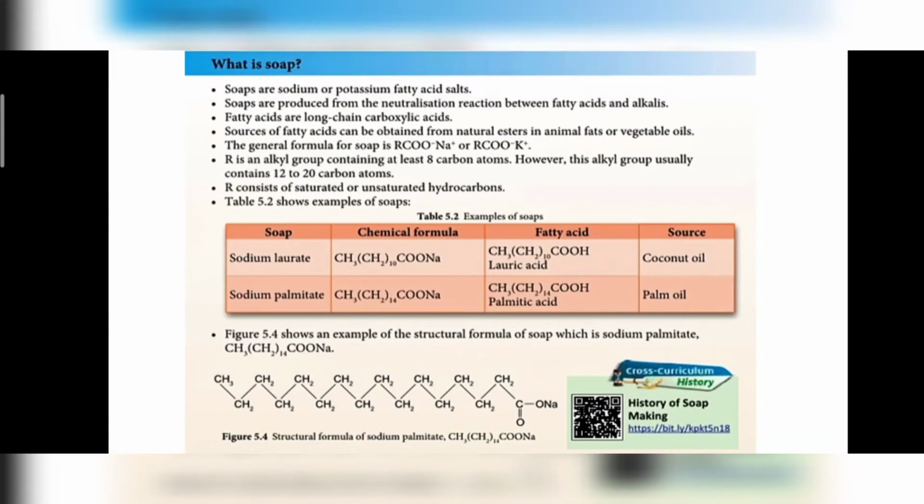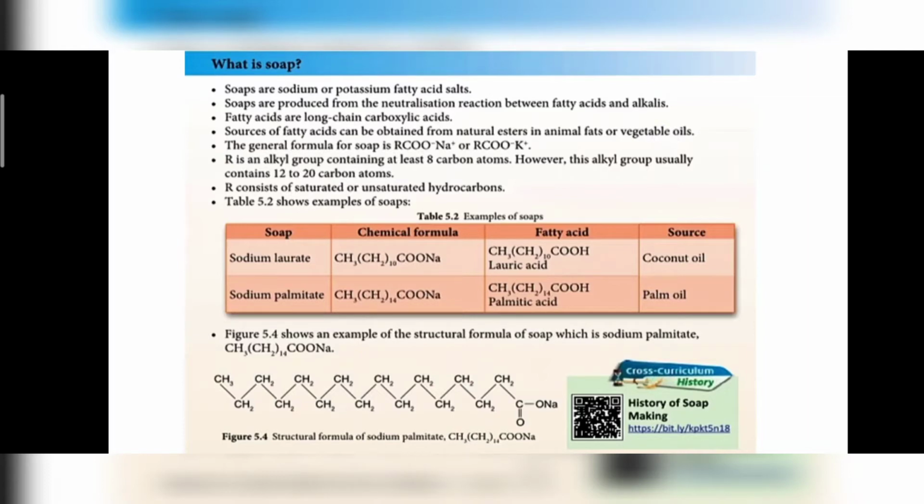Okay, what is soap? Soaps are sodium or potassium fatty acid salts, whether we use sodium or potassium. Soaps are produced from the neutralization reaction between fatty acid and alkali. The fatty acids are long-chain carboxylic acids, and the sources of fatty acid are obtained from natural esters in animal fat or vegetable oil.